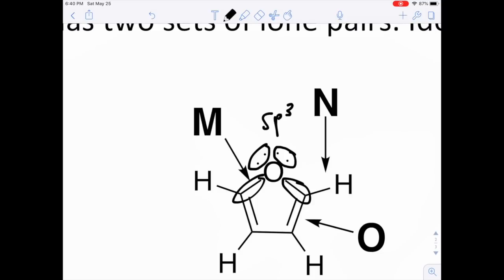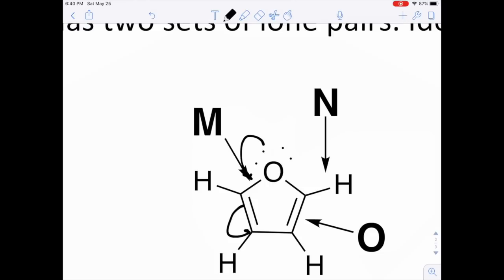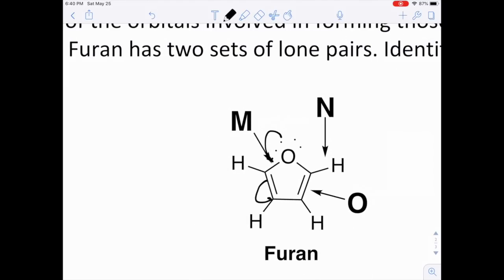However, is there any resonance possible? Well, yeah, there is resonance possible. We can resonate one of those lone pairs into the ring, and push that pi bond out. So the resonance would look something like this. Again, I'm going to draw the other structure over here. So we just formed a molecule that looks like this.